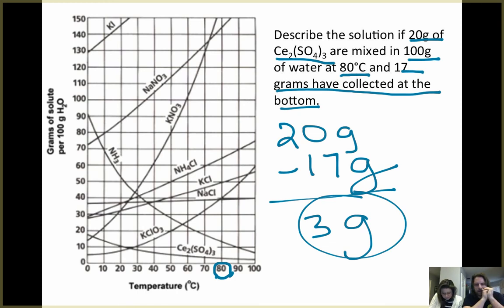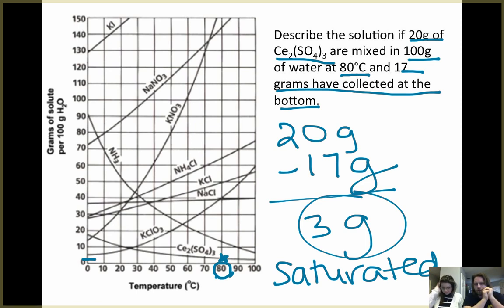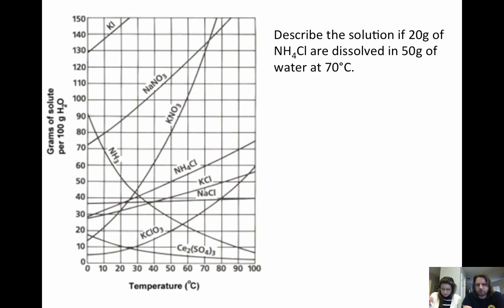At 80 degrees, it looks like about 3 grams will dissolve, leaving 17 at the bottom undissolved. So that's just a saturated solution, and the rest of it is extra at the bottom. If we had said 20 grams did dissolve, then it would be supersaturated, but only 3 of the 20 dissolved in this case. You have to pay attention to how much is actually in solution or dissolved.